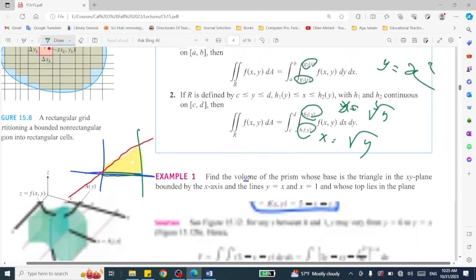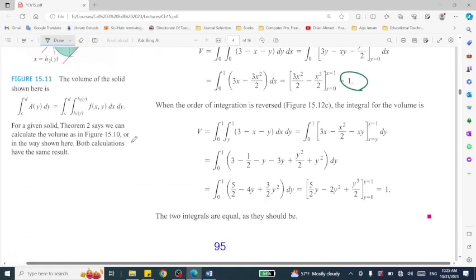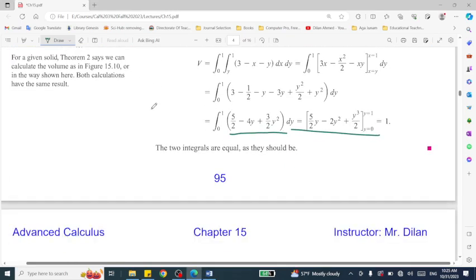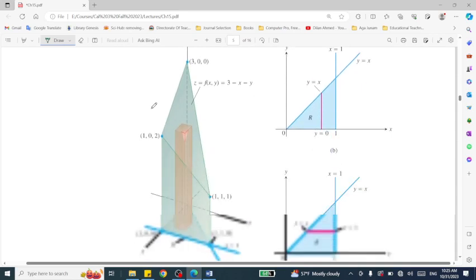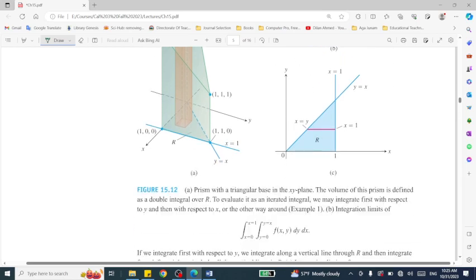It wasn't hard but it needs time, of course. Here's the result, here's everything. Okay, this is the base like that, this is the base like that.